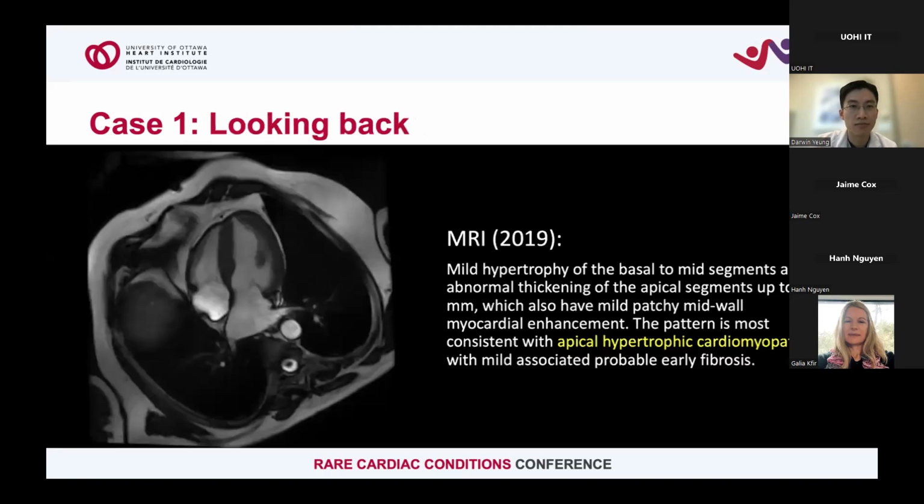Why I chose this case, I found it particularly interesting, again, because it has some features to suggest maybe an alternative diagnosis than HCM. The MRI that was performed a few years prior when he came into the presentation and attention of cardiology showed, again, an apical HCM type phenotype.